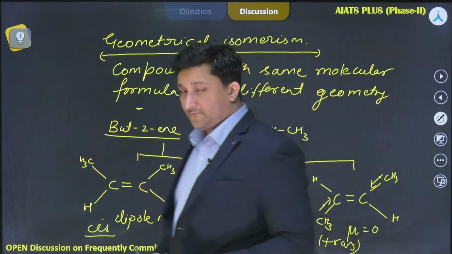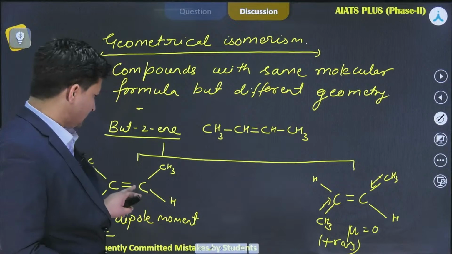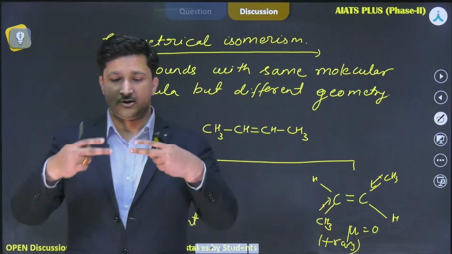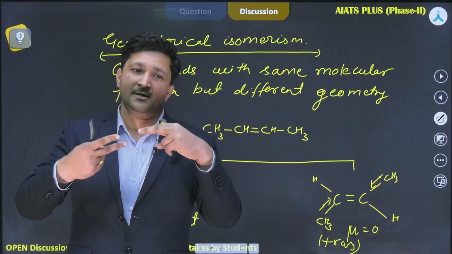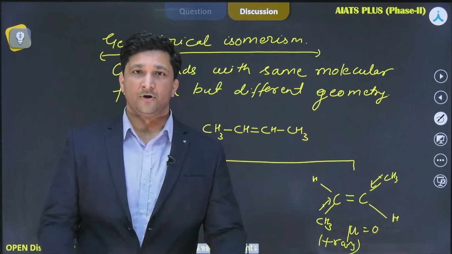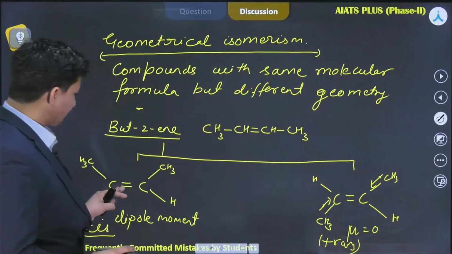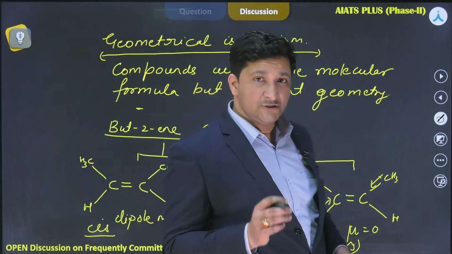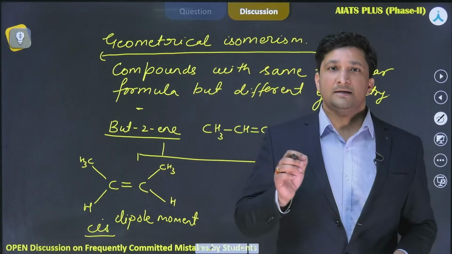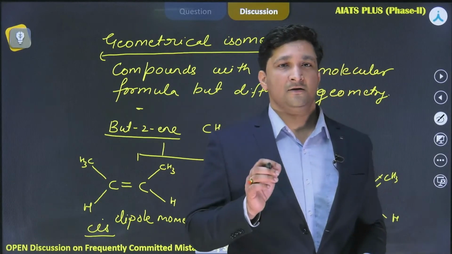Now, if you try to rotate through this C double bond C, what will happen? This carbon-carbon double bond will definitely break, and because of this breaking, that molecule will cease to exist. So that is not possible. In geometrical isomers, there is restricted rotation.